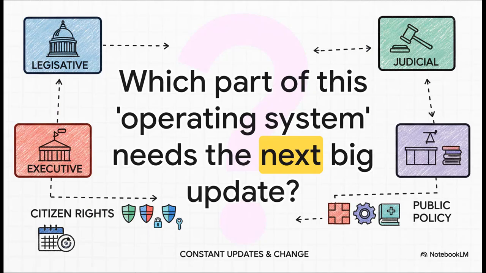So from its three-branch blueprint to the rights that protect you, to the policies that affect your life, that's the U.S. government in a nutshell. The key takeaway is this: it's not some static document. It's a living system, constantly being updated, challenged, and changed. And the question it leaves us with is the most important one. What's next? Well, that's up to us.